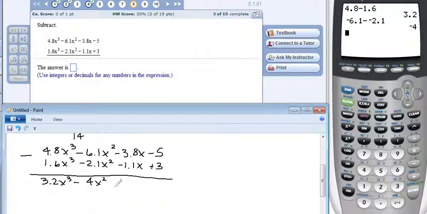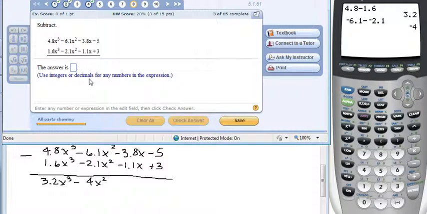X squareds. You can do it again and do it again. I'm not going to do all of these for you. Then you're going to get your x terms, and then you're going to get your numbers. That's as simplified as possible. It's telling you to put them in decimal form. Bing, bada, boom, piece of cake.